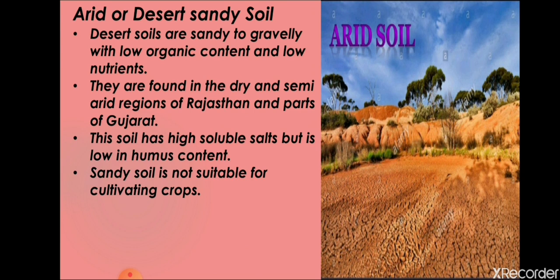This type of soil is basically found in dry and semi-arid areas. Arid means where we cannot grow anything. Basically in Rajasthan and Gujarat. This soil has soluble salt. So a question can also come like which soil has soluble salts. So you can say that arid or desert soil has soluble salts. It is not good for the cultivation of crops. Anyhow, some crops, or we can say some plants, can grow in this soil.